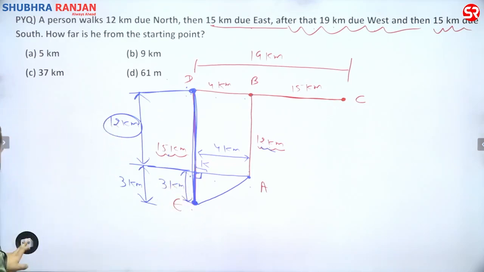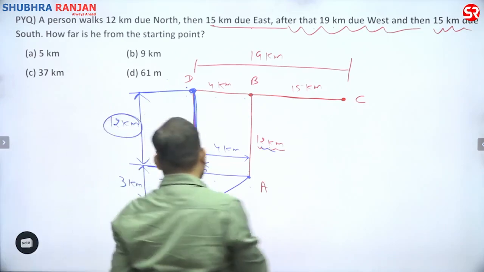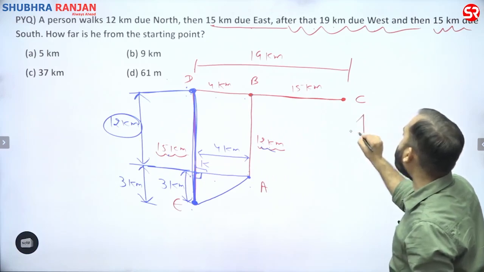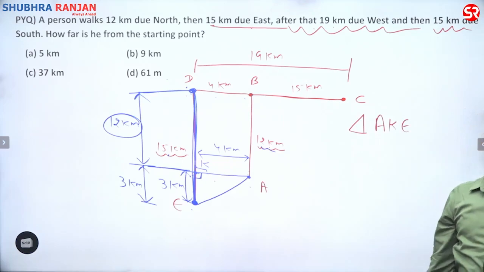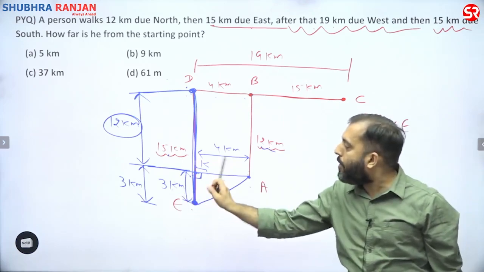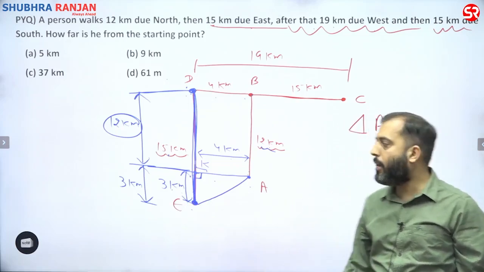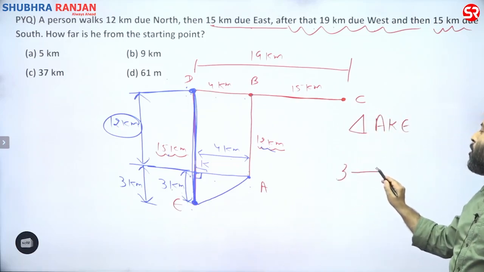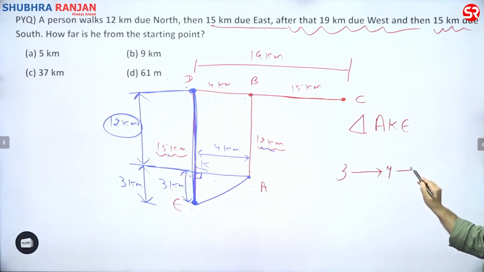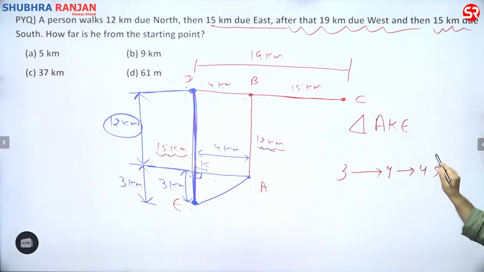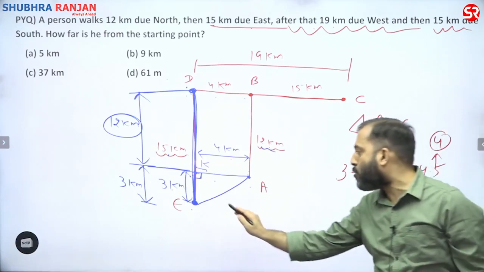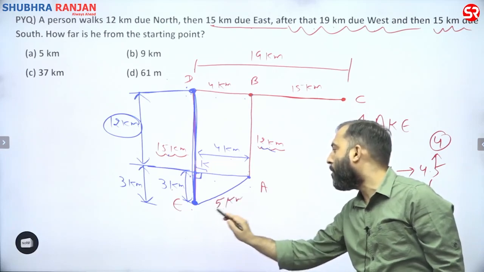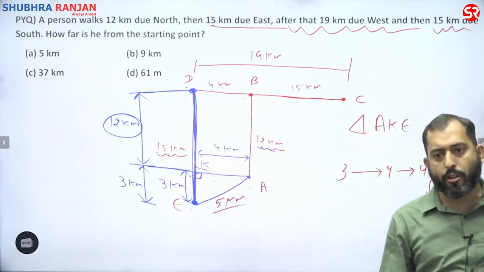Done. Now let's talk about this right angle triangle AKE. Out of 3 and 4, which one is smaller? 3. Do the square of 3. 9. Do the half of 9. 4.5. The nearest integers to 4.5 are 4 and 5. So 4 is already given, so the remaining side has to be 5 kilometer. Otherwise, you can use the Pythagoras theorem here.